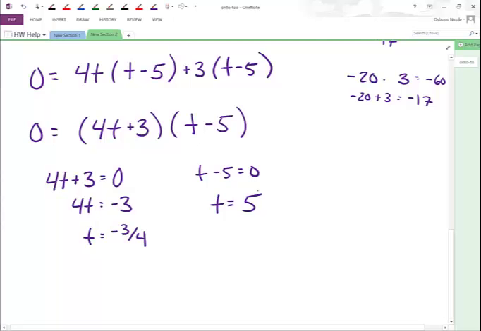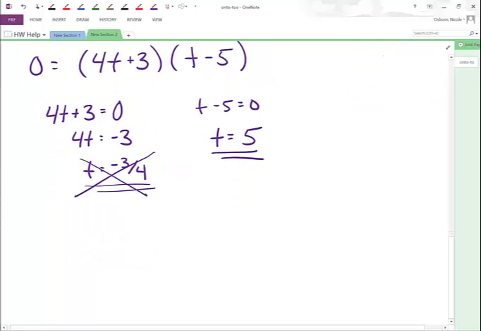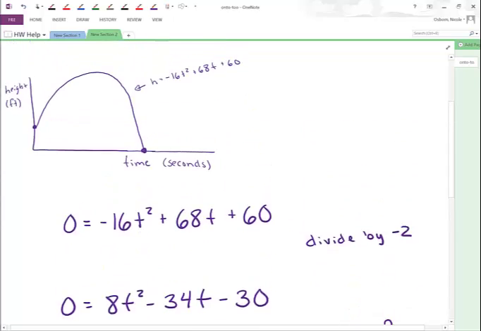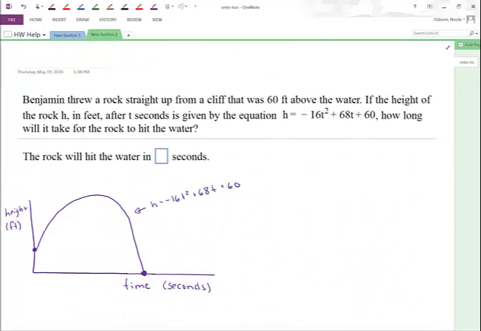Now at this point we need to keep in mind what we're working with and what t represents. t represents time, and it's impossible to have a negative time, so I know that this answer can't work. But here I know that I could have 5 seconds. So to answer our question up here, how long will it take? The rock will hit the water in how many seconds? Our answer would be 5 seconds. And that is how we solve this problem.